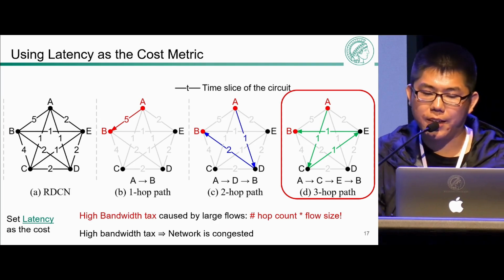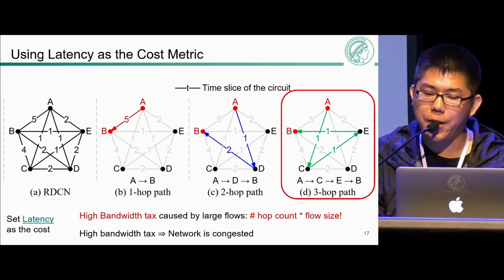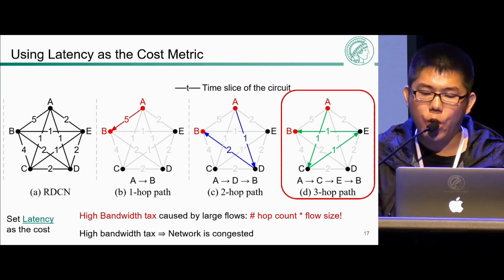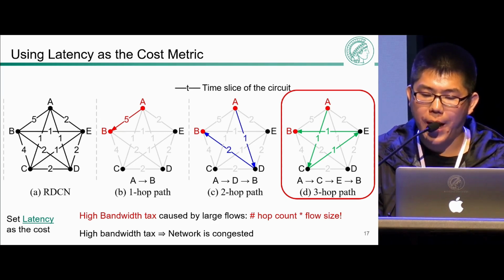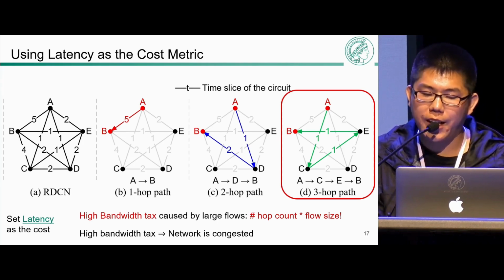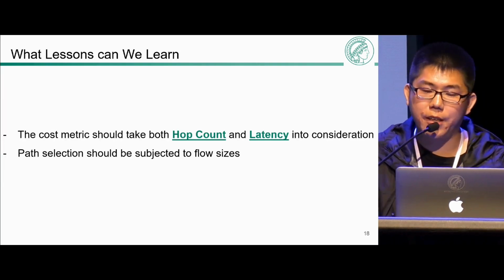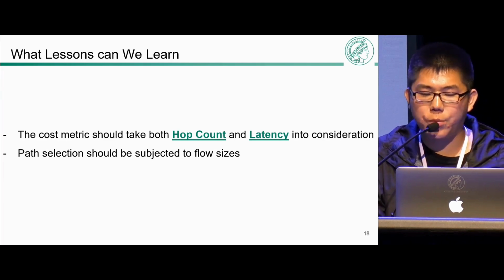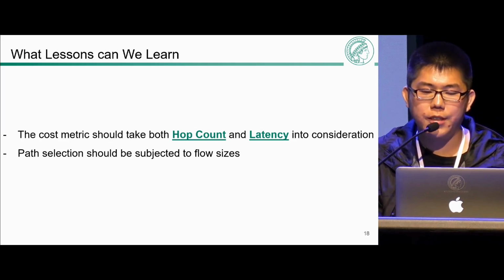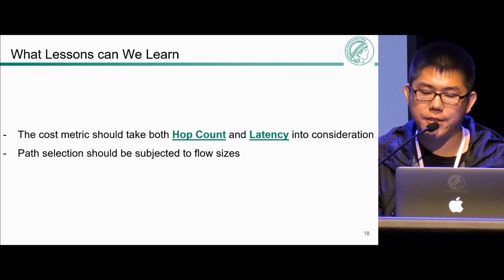The problem is that low latency paths have large hop counts. This will introduce high bandwidth tax, defined as the product of hop count and flow size. When large flows go through a long path, packets consume more bandwidth, the bandwidth tax is high, and the network is congested. So, what lessons can we learn here? First, the cost metric should take both hop count and latency into consideration. Second, path selection should be subject to flow sizes.